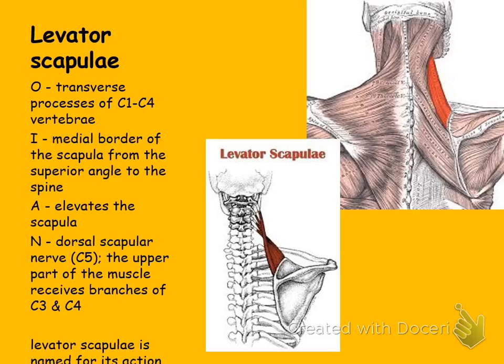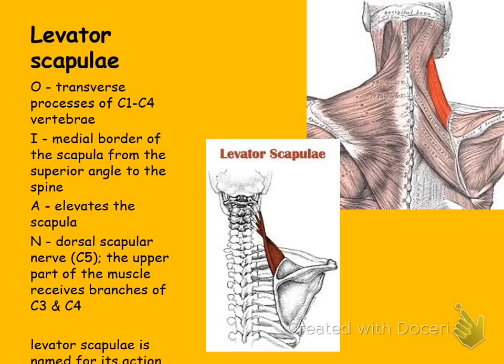The origin is the transverse processes of C1, first cervical, through the fourth cervical. What's the name for the first cervical? Atlas, right? See, that's why you need to know the bones, so you can know where these muscles go. If you haven't mastered the bones, you'll never figure out where these muscles are attaching, because you don't know where they're at.